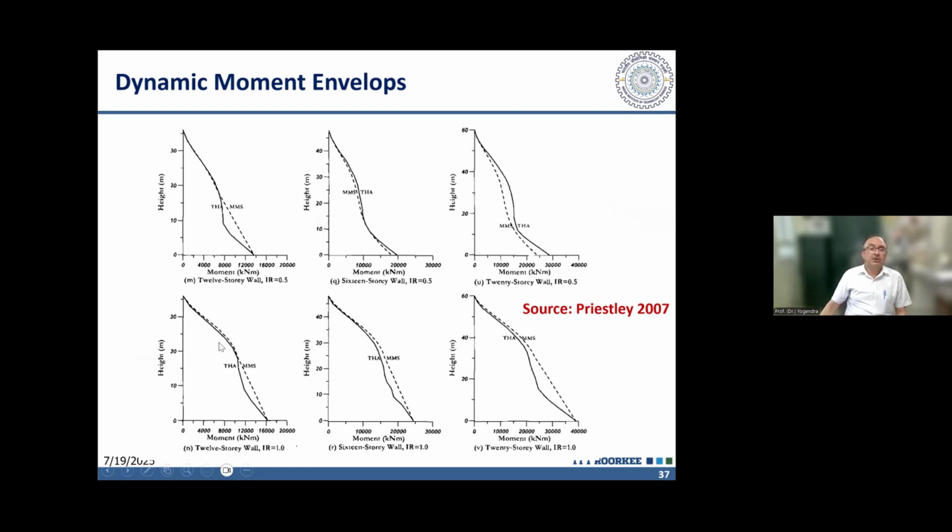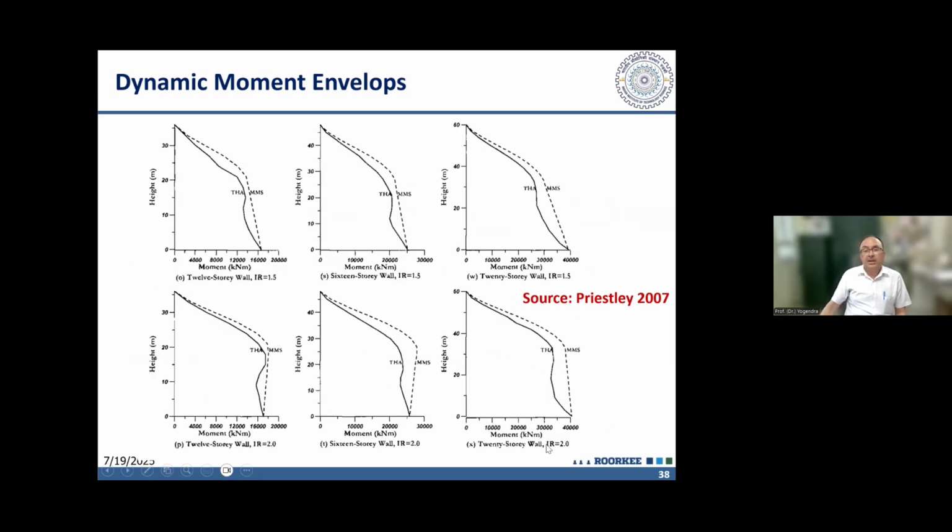Priestley has done a lot of work on that. For different intensity levels of earthquake, the shear wall bending moment diagrams are plotted. So you can see that the shape of the bending moment, which is initially triangular, goes on changing, and at a ductility demand ratio of 2, you can see that it is almost vertical right up to the mid height of the shear wall. So the demand becomes constant.